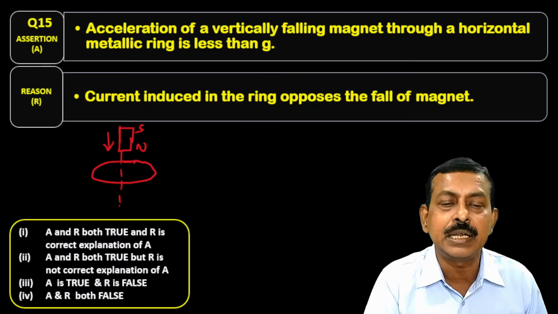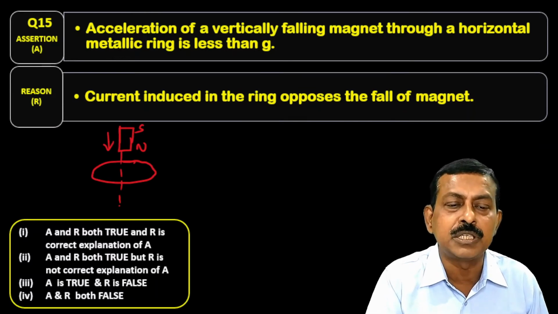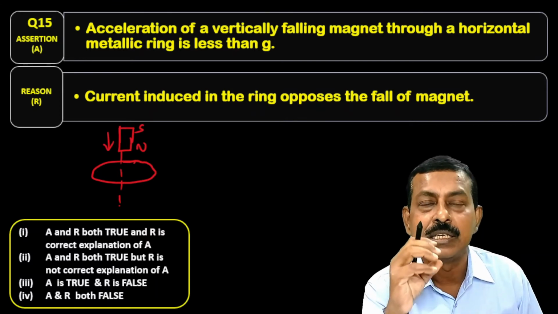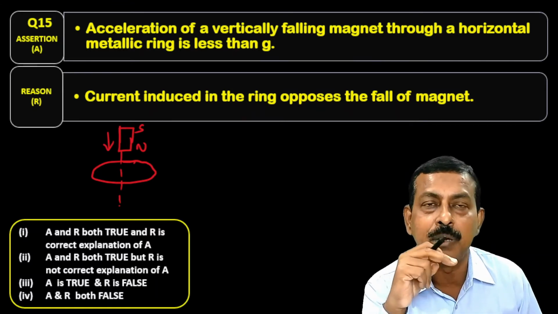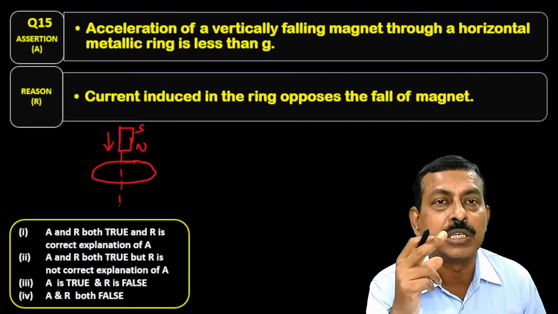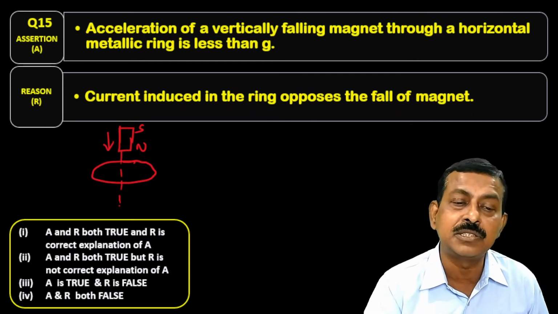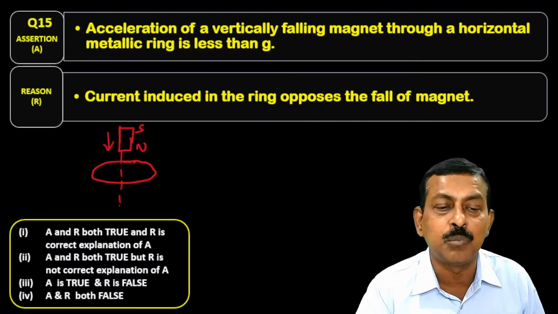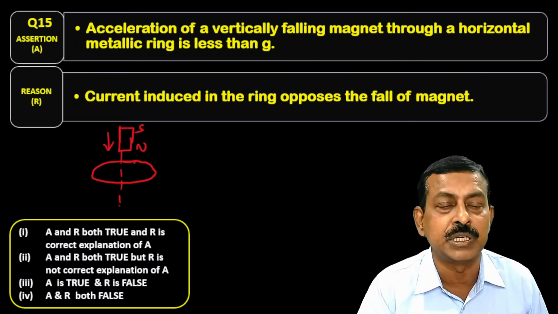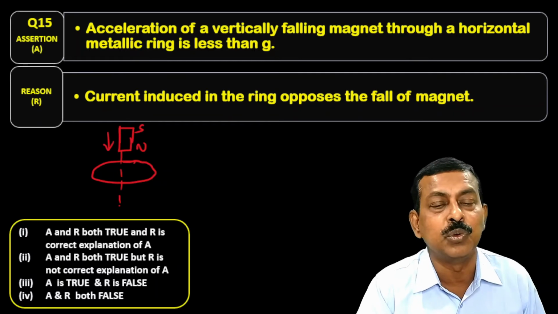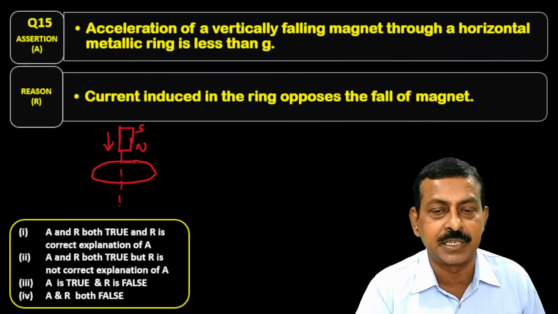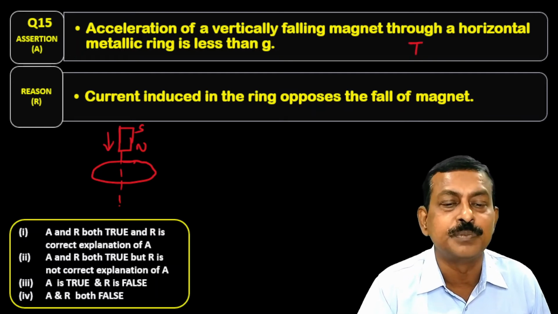If it is falling, the magnetic flux linked with this metallic ring will change. And if it is changing, an induced current will be developed in it. The direction of the induced current will be such as to oppose the cause which is producing it. And what is the cause of that change of magnetic flux? It is the motion of the magnet towards the ring. So it will try to oppose its motion. And as its motion is opposed, definitely the acceleration of the magnet will be less than the acceleration due to gravity. So this is true.